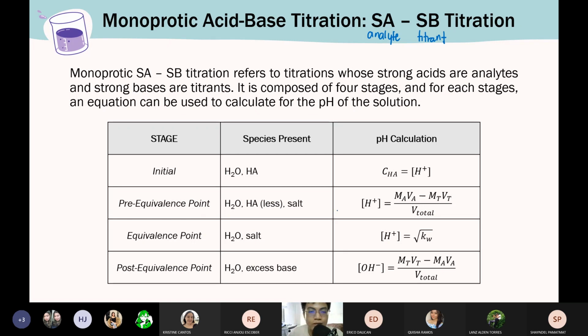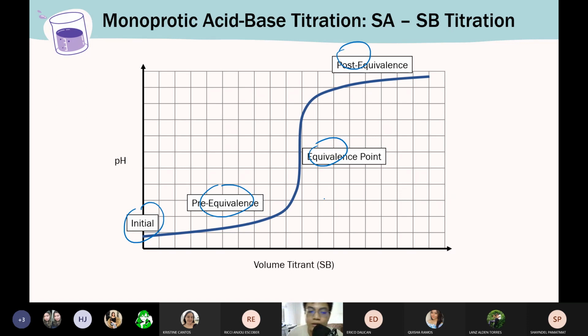Okay, so that we don't get more confused, let's clarify. What does it mean to be at the initial stage, the pre-equivalence stage, equivalence, and the post-equivalence stage? Let's see what really makes them different. In the initial stage, you don't have any titrant added yet. Whatever the pH of the analyte is, that's it. Whatever the concentration of your analyte is gives its initial pH.